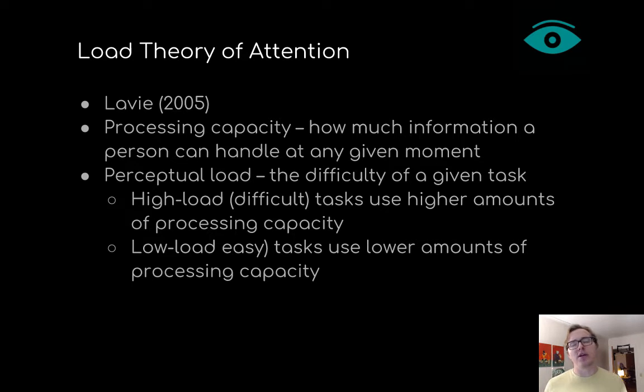The load theory of attention espouses that we have processing capacity and perceptual load. Basically, processing capacity is how much information we can actually process at a time. So how much can our sensory memory hold? How much can our short-term memory hold? Perceptual load is the actual difficulty of a given task or the complexity of a stimulus. So something that's high load is a more difficult task using higher amounts of processing capacity, and a low load or easy task uses lower amounts of processing capacity.